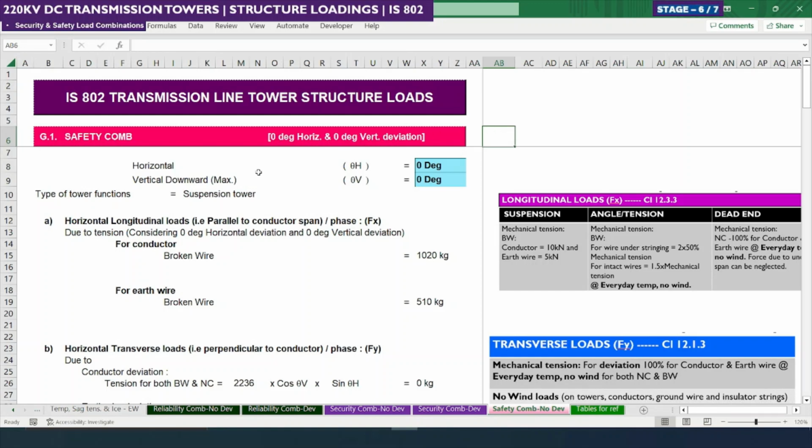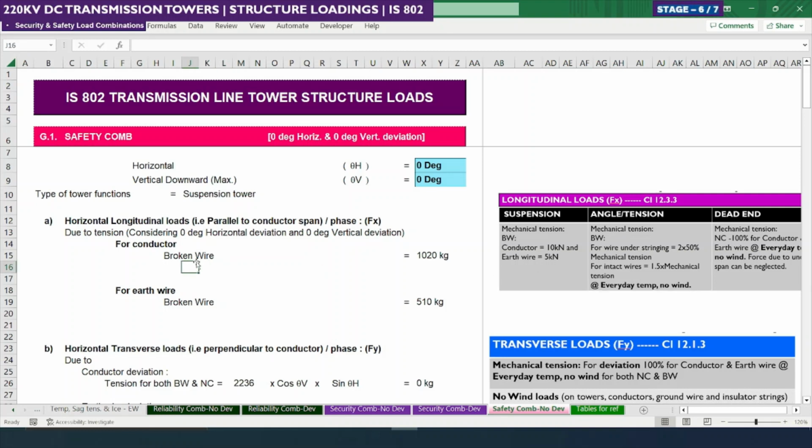Similar to what we calculated for security combinations, we can consider initially 0 degree for both horizontal and vertical. Again, we are considering the suspension tower first. We can look into clause 12.3.3 for longitudinal loads under safety combinations. Here you can see the mechanical tension we need to consider for the broken wire condition: directly 10 kilonewton, and 5 kilonewton for the earth wire.